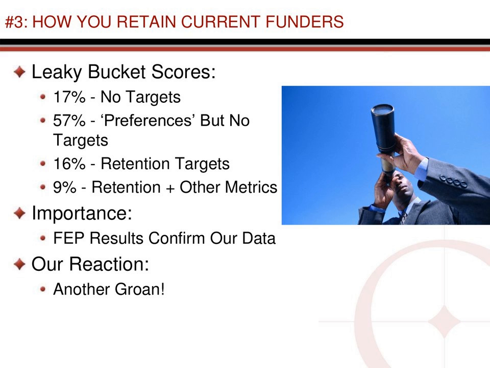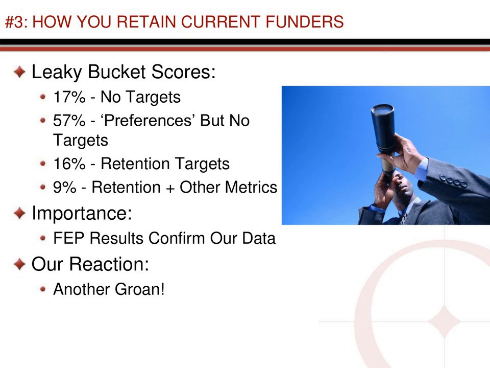57% have informal preferences. I often think when people check off that they have preferences for doing this or that, they're really trying to make themselves feel better, because as I said before, a preference has no motivating factor associated with it. A modest percentage do have retention targets, and a tiny percentage, 9%, have retention plus other metrics. For example, 9% have, say, retain so many funders per funding category, plus employ so many types of campaigns and retention practices.